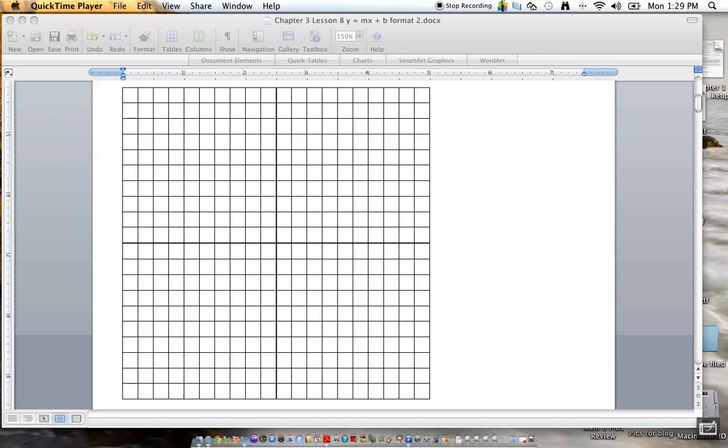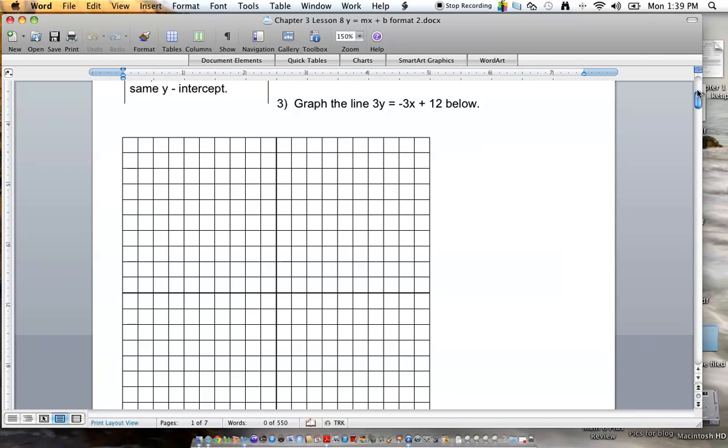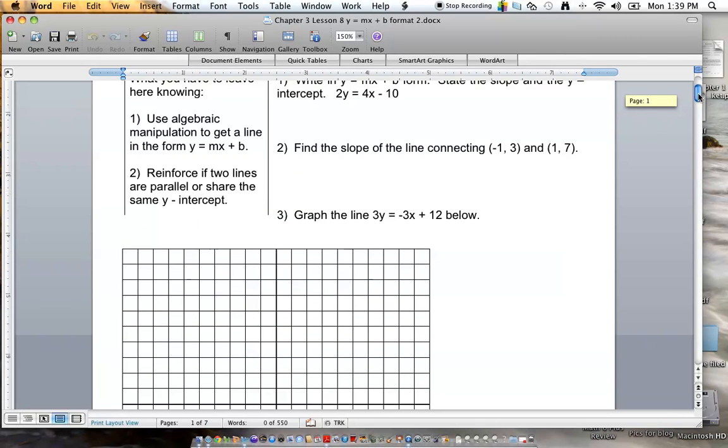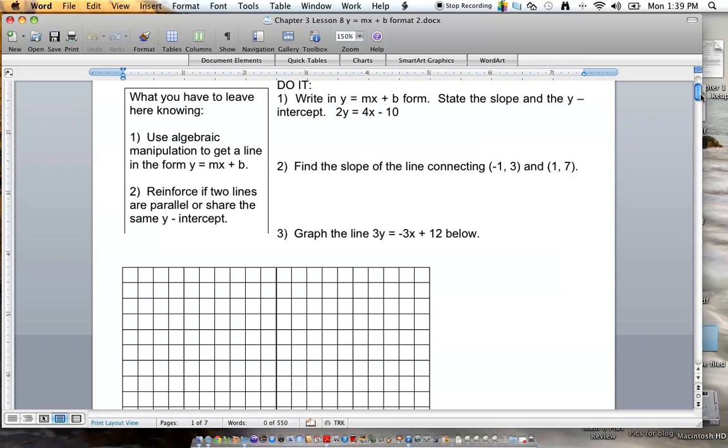All right, so now, let's go to today's lesson. Now, this is not what we're going to have on the quiz for the next couple of days, but it will be your next quiz.